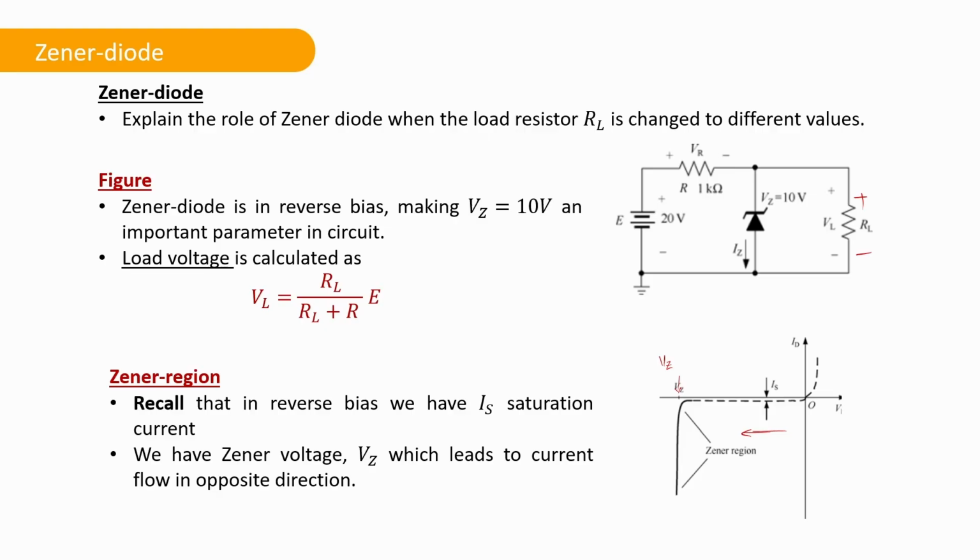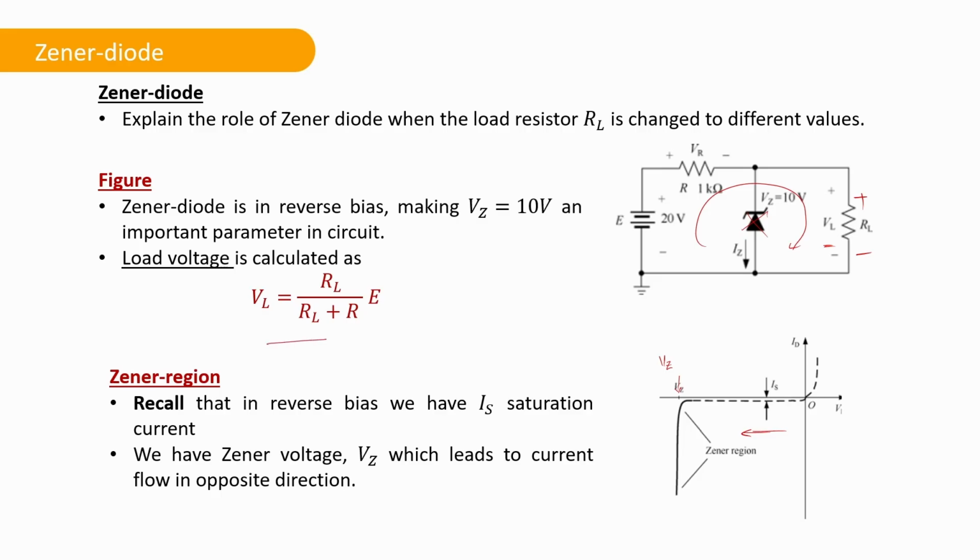What we are going to do is, firstly, assume that this diode does not exist in the circuit, and we have a series circuit. We will see how the voltage at the load behaves in that condition, and then we will add the Zener diode to the circuit and see how it affects and limits the voltage. Firstly, we will calculate the load voltage.